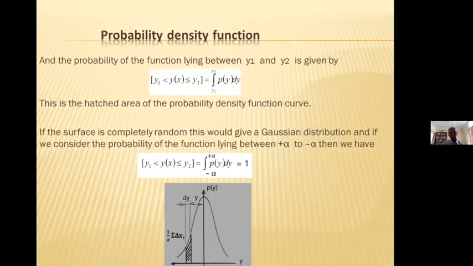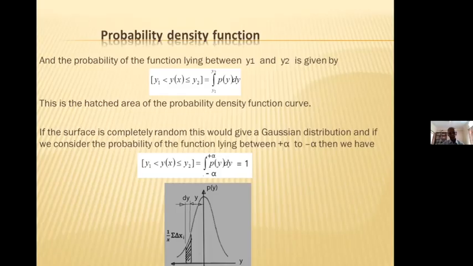Now, if we look at the probability of the function lying between the two values of y1 and y2, it will simply be p(y) dy, p(y) being the probability density function, integrated between y1 to y2.